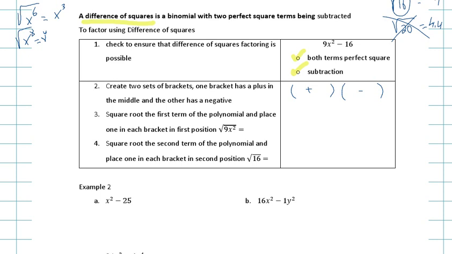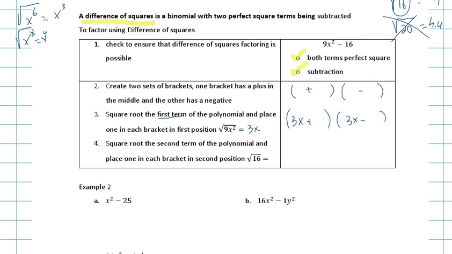Then you're going to square root the first term of the polynomial and place it in each bracket in the first position. So my first term is 9x squared. If I square root 9x squared, what do I get? 3x. So I'm going to place 3x in the first position of each bracket. See that? So right here I put a 3x, and right here I put a 3x. Are we okay with that so far?